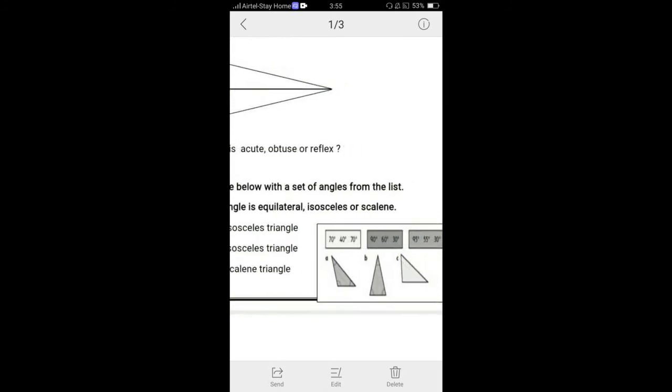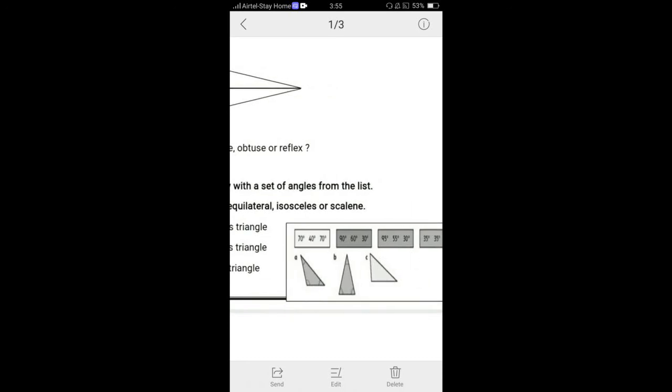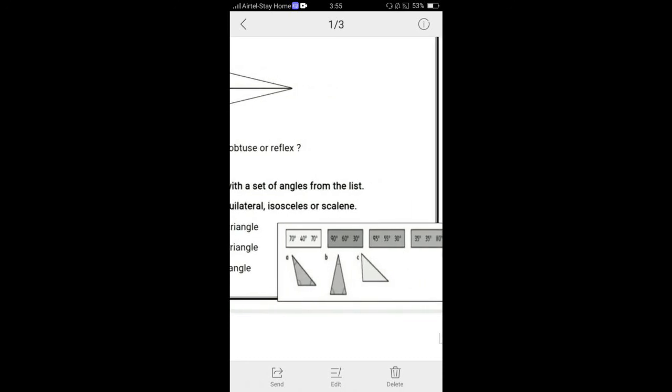Comes to C number, you can see that it looks like a right angle triangle, but you have to confirm with the protractor whether it's exactly 90 or more than 90. When you measure with the protractor, you can see that this is more than 90, it is 95 here, so we can decide it. The C option is 95, 55, 30. This type of maths, you can get the correct answer whenever you use the protractor.